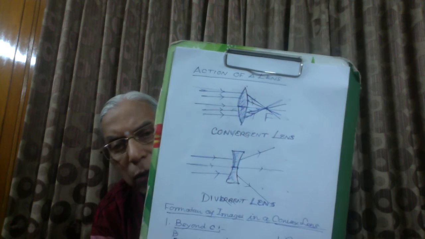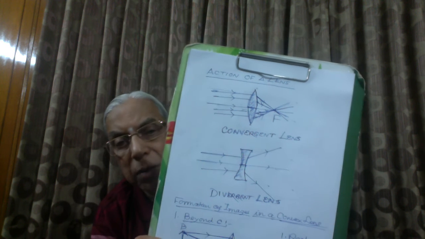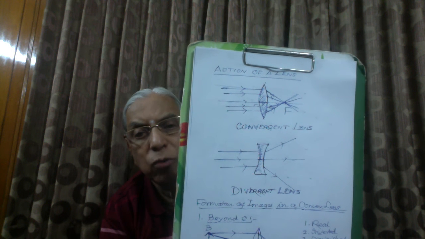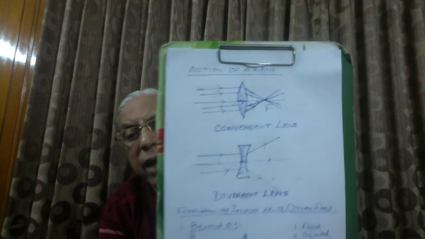Once again, when the object is placed at infinity, the rays that are coming out will be parallel to each other, and you know what happens in the case of parallel rays. After refraction, they will converge towards a point, and that is called the principal focus. The image will be formed at the principal focus. That is the first position.